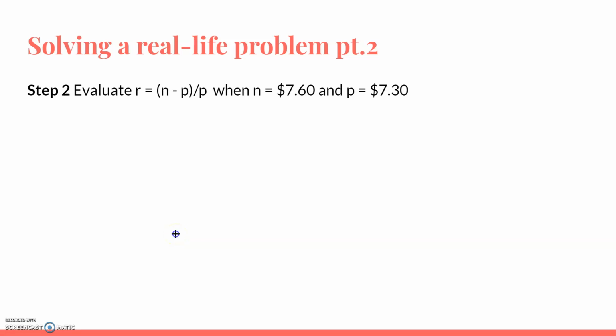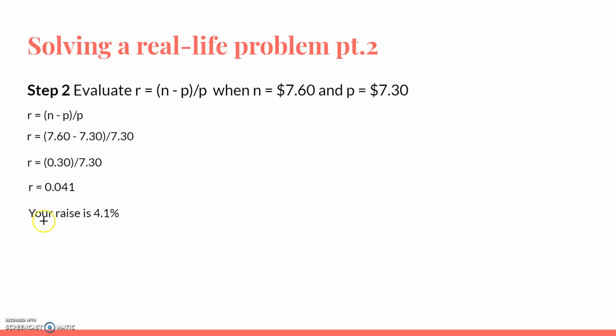Alright, so now that you're back, first off, we're just going to substitute our values. For N, $7.60, and then P, the $7.30. Subtract our $7.60 minus $7.30, and then divide it by 7.3, which then gives us R = 0.041. That's in a decimal, but we have to write it as a percent. So R is 4.1%.